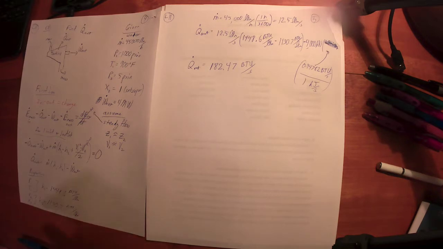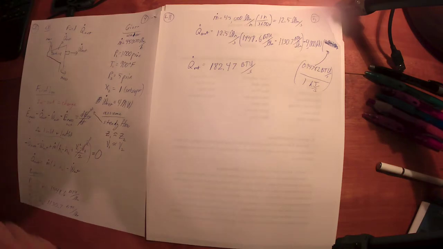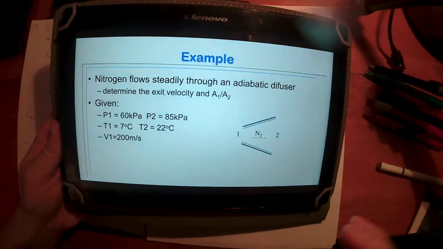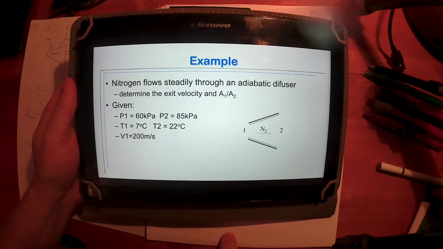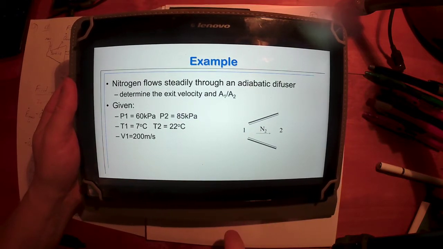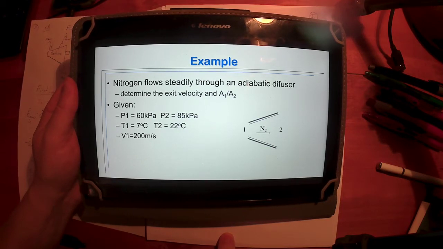Okay, now let's look at another example here. So if you're following along in the PowerPoint, this is the next one. So I've got nitrogen gas flowing steadily through an adiabatic diffuser. And they want to know what is the exit velocity and what is the ratio of the area of the inlet to the area of the outlet. And they've given us some properties.